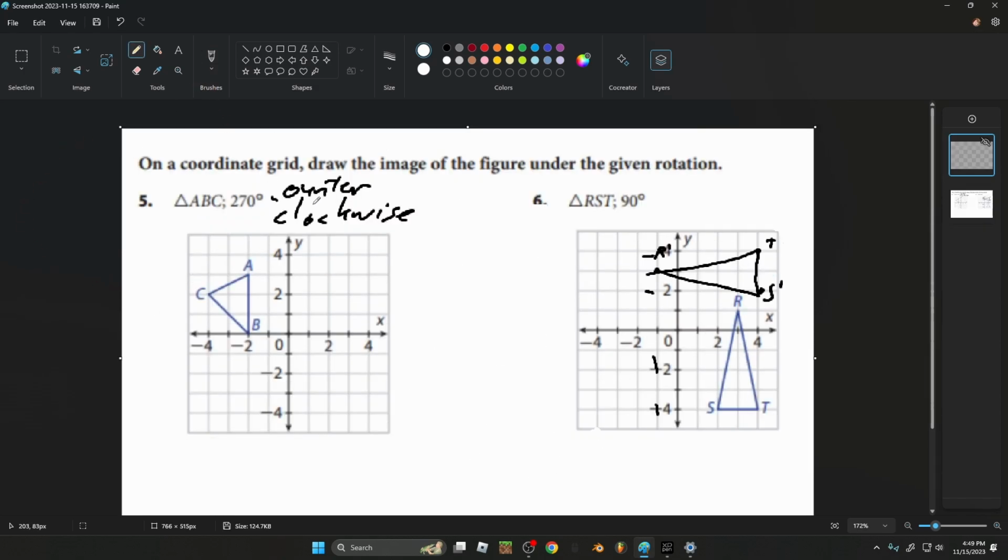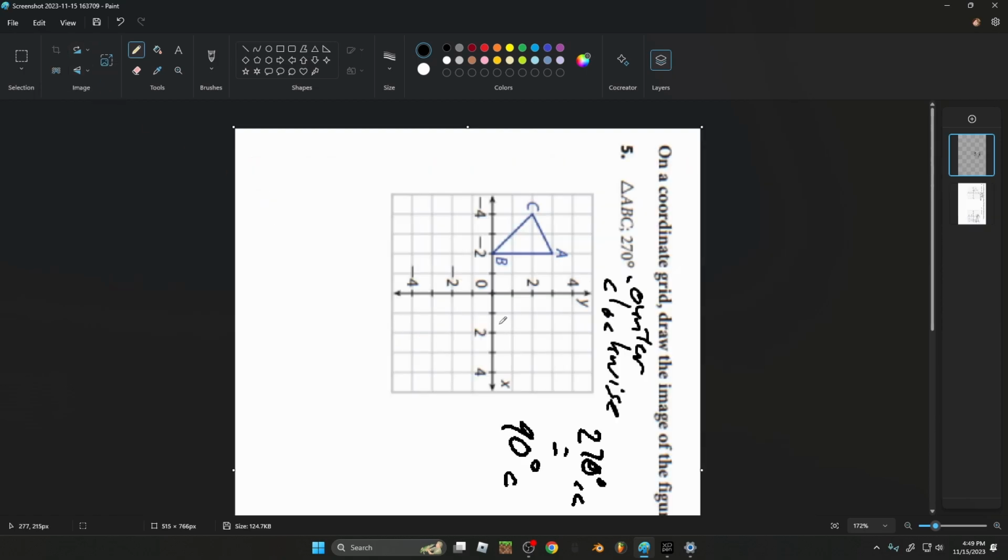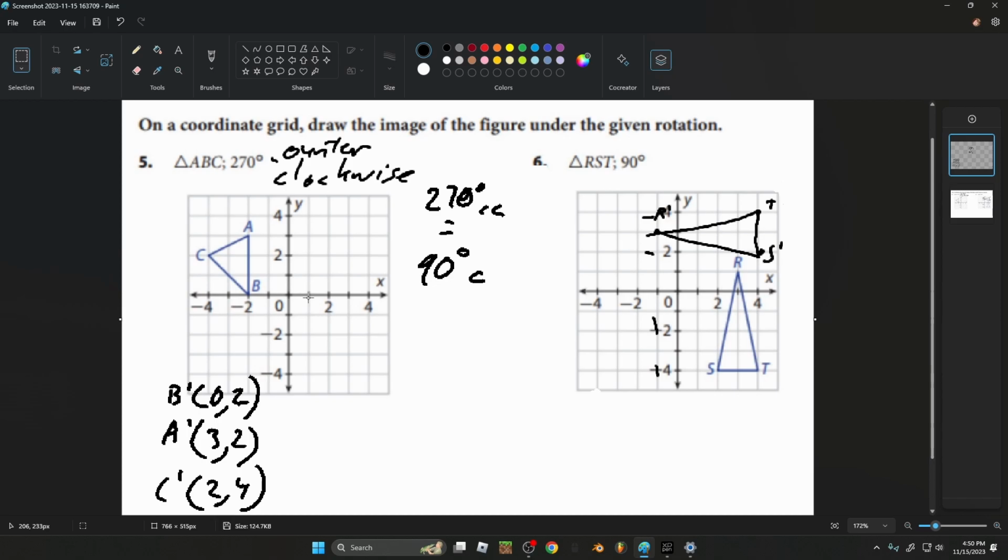Remember we talked about how 270 counterclockwise is equal to 90 degrees clockwise? Well, you could do that too. Let me flip it right, or clockwise, and then do the same. Right here, B prime will be 0 comma 2. A prime 3 comma 2. C prime 2 comma 4. We just flip. Now we have those points, we just graph.